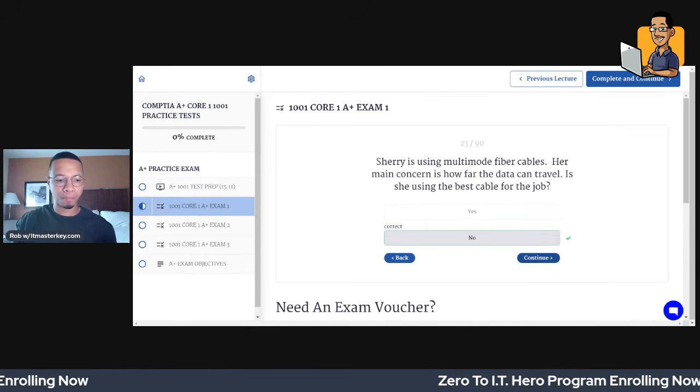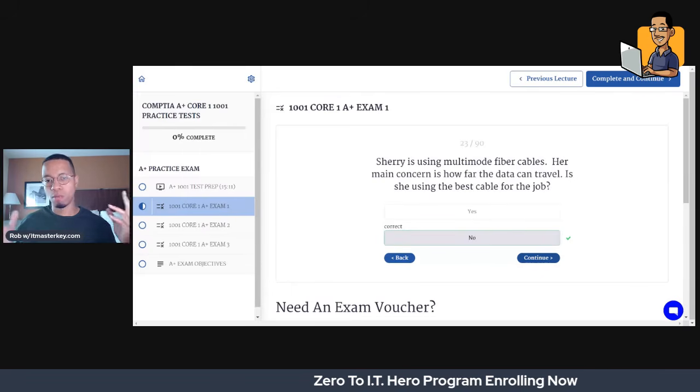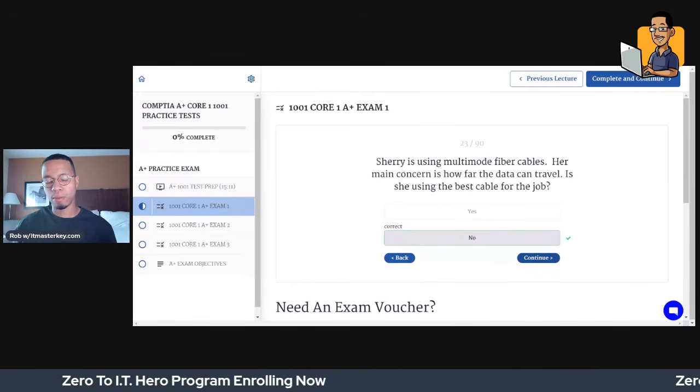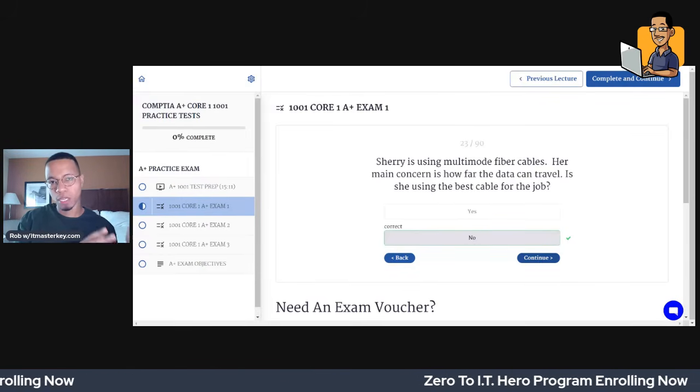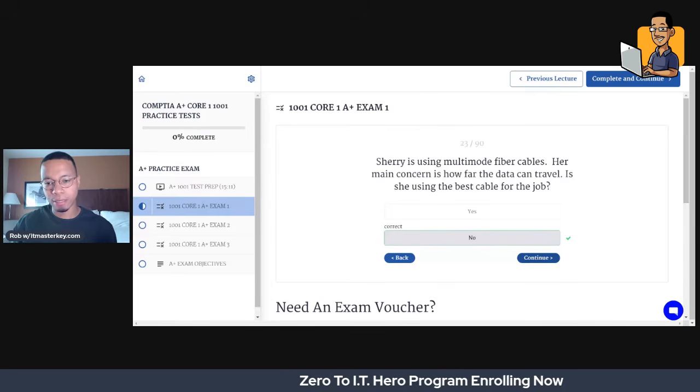All right, so no. So you got single mode, multi-mode. So multi-mode is better for speed, right? Most times multi-mode is better for speed when single mode is better for distance, okay?